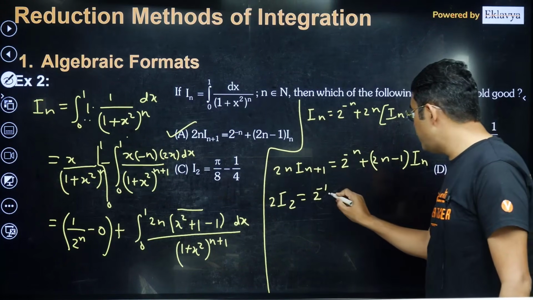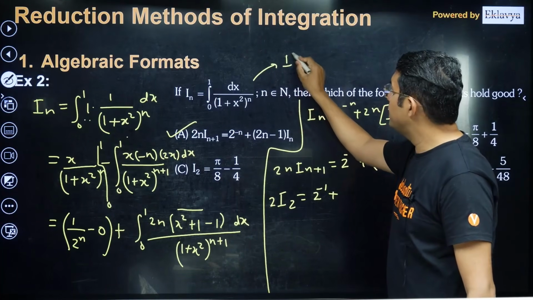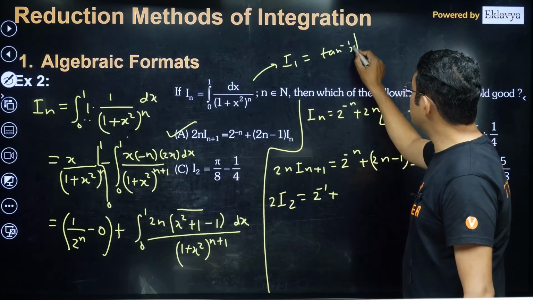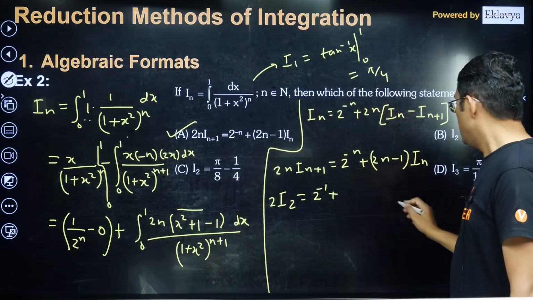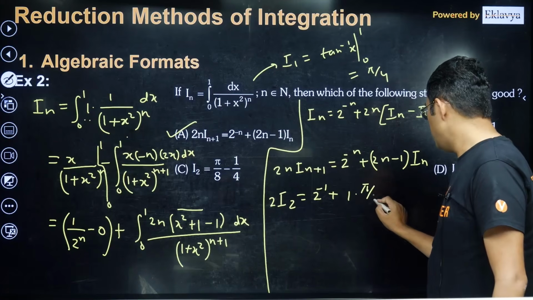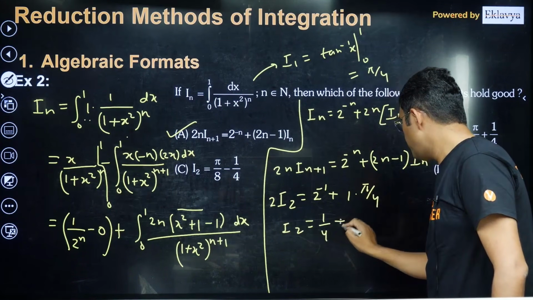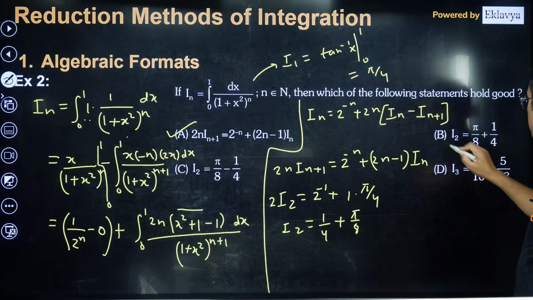For n is equal to 1, this will be just 1. Okay, and I1 I will write separately. I1 is just tan inverse x, from 0 to 1, so it will be pi by 4. So this is 1 into pi by 4. So what will be I2 here? I2 will be 1 upon 4 plus pi upon 8. 1 upon 4 plus pi upon 8.